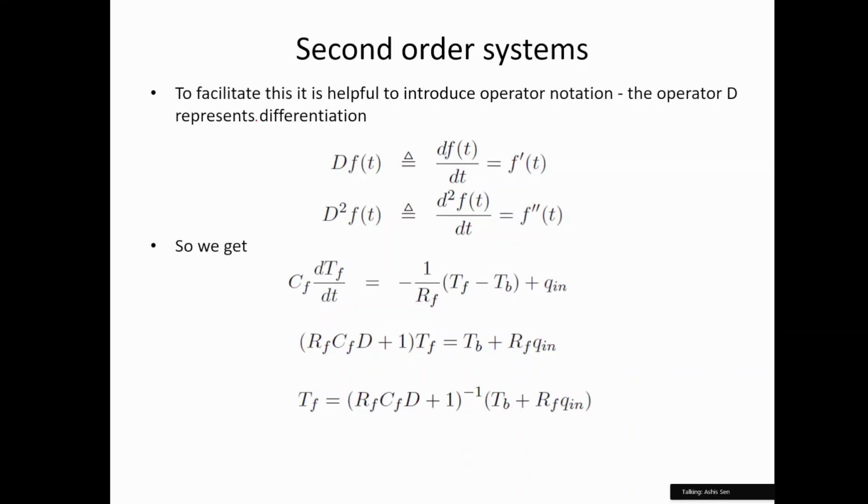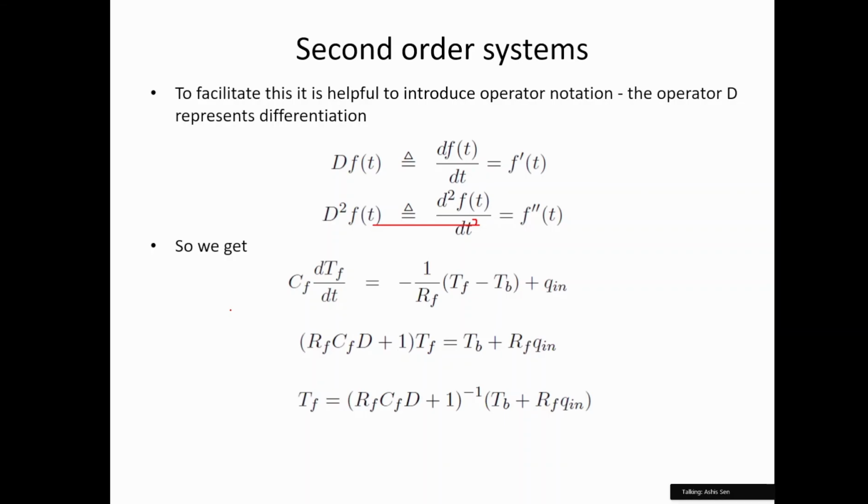And to do that, it will be helpful to introduce this operator notation. The operator D represents differentiation. So capital D of f(t) is basically d of f(t) over dt, which you can also write as f dash t. If you differentiate this function again, you get D squared f(t), which is d squared f(t) over dt squared, and that is equal to f double dash t.